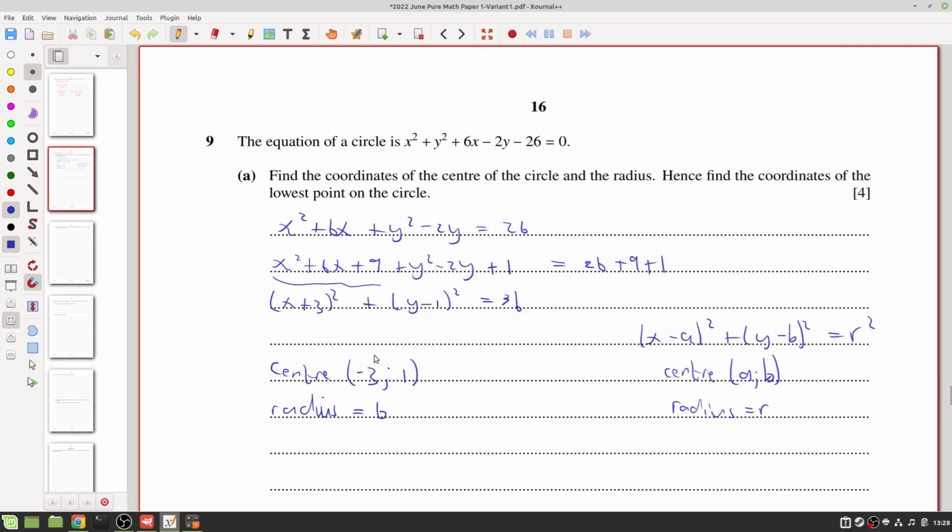So now, since we've got a circle, let me actually draw a circle just to show what we're doing here. So we've got some circle there with the center here, which is (-3, 1), and a radius of 6. The lowest point of the circle would be going straight down from there. So if we go from this point 6 down, we end up at -3, and 1 minus 6 is -5. So the lowest point of the circle will be (-3, -5). Alright.